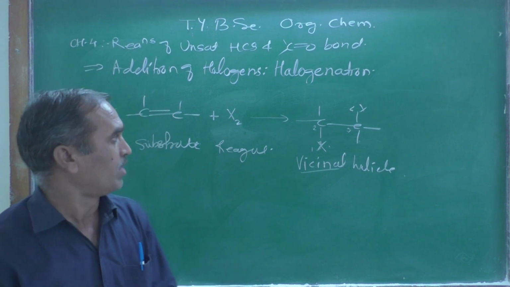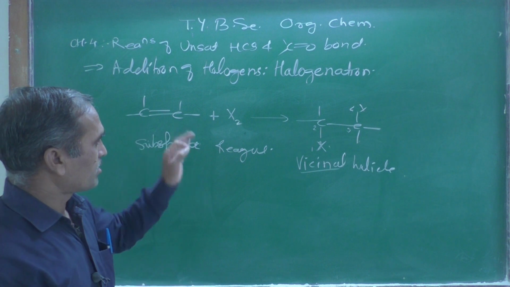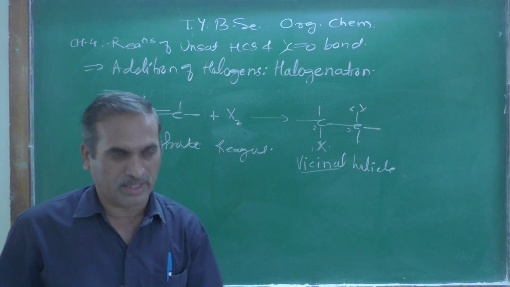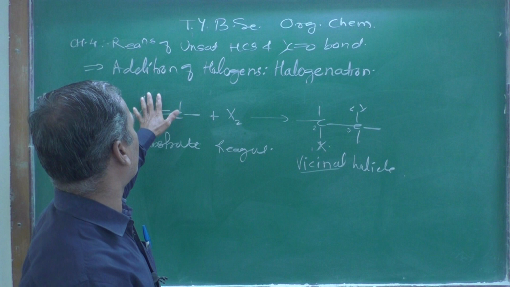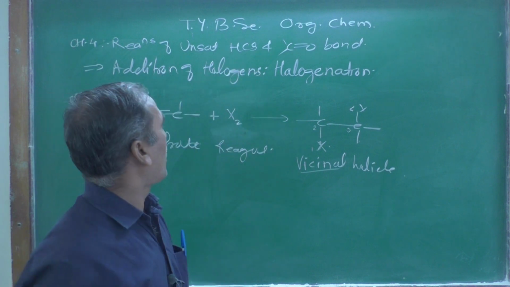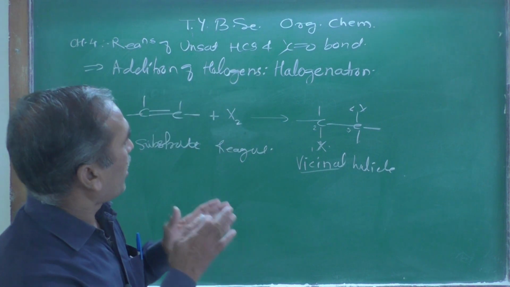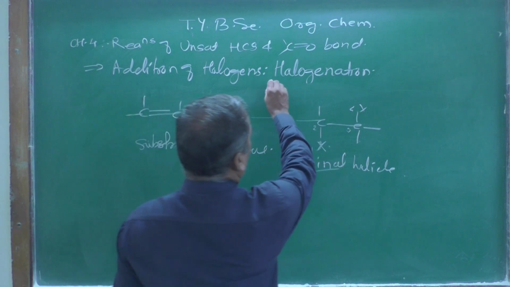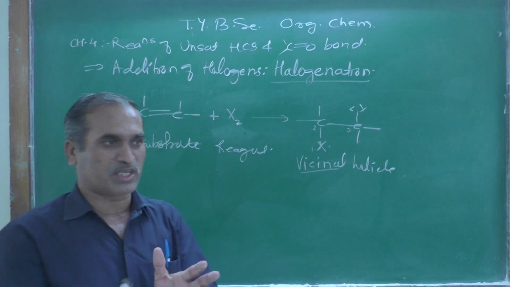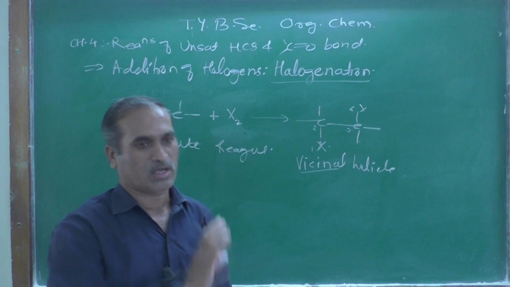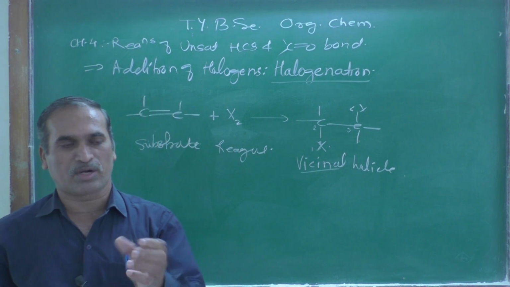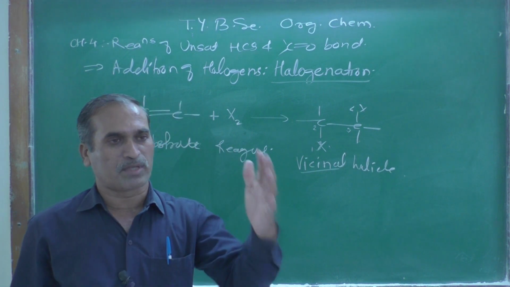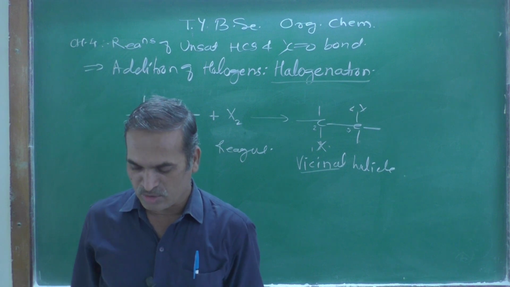Now only here HCl and HBr only undergo this type of halogenation reaction. Halogenation is a process of addition of halogen across the carbon-carbon double bond or the olefin. That type of process is known as halogenation.